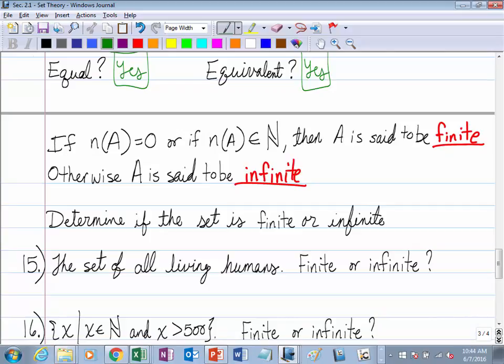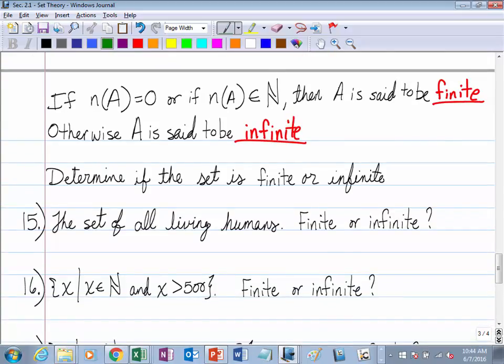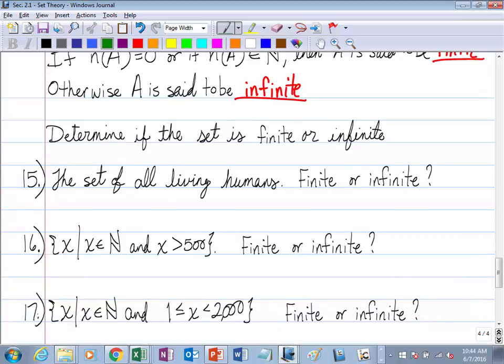All right, so the set of all living humans, is that finite or infinite? Not really. I mean, at this very moment, there's a certain number of humans on the earth. It may be kind of hard to pin that down, but there's not an infinite number of beings on the earth.